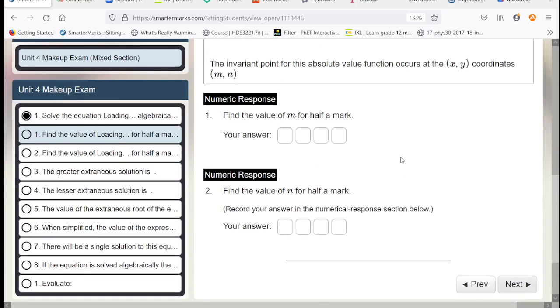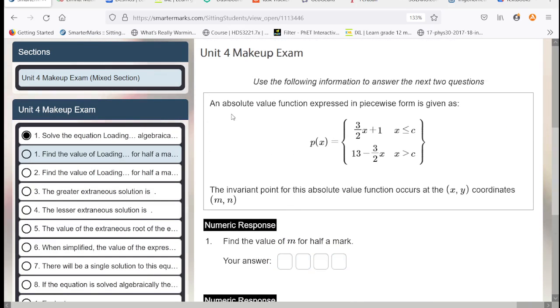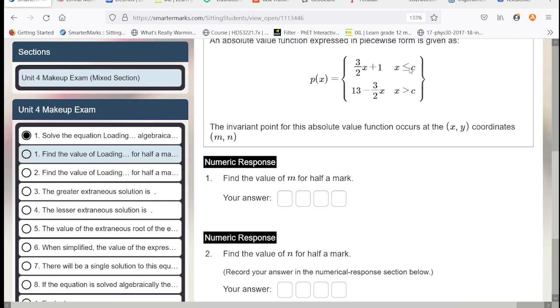Now we have two linked numeric responses. They're worth half a mark each, so the whole thing is adding up to 1 mark. We have an absolute value function in piecewise form here. The invariant point, so this is the point which is the same for the two parts, or it's that point at the middle. Right, we want to find where x equals c.